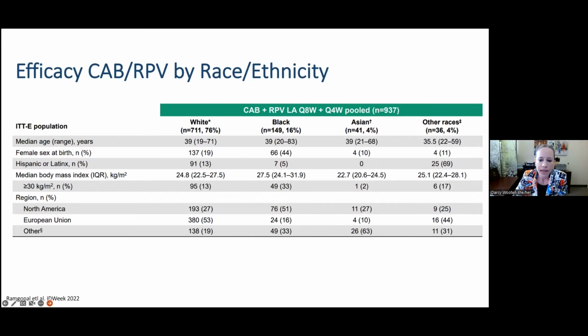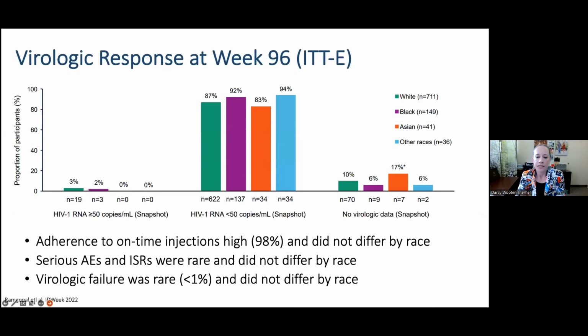And then when you look at efficacy, you can see that rates of virologic suppression at week 98 in the intention-to-treat analysis, stratified by racial groups, were outstanding, really high rates across all groups, and there was no statistical difference between these groups. So really nice to see that.